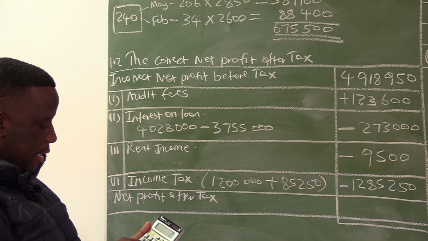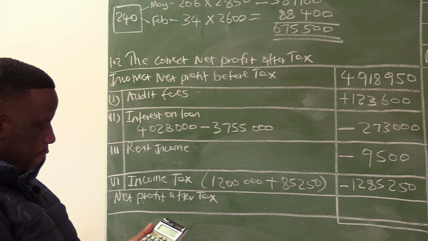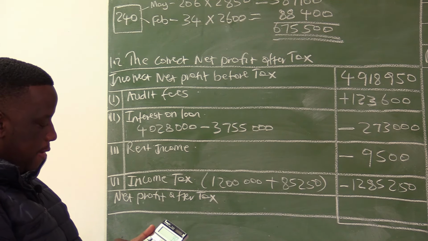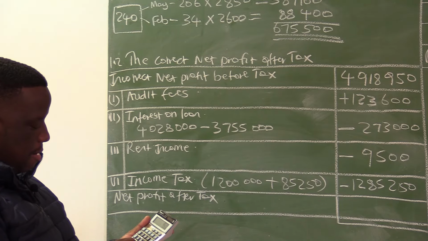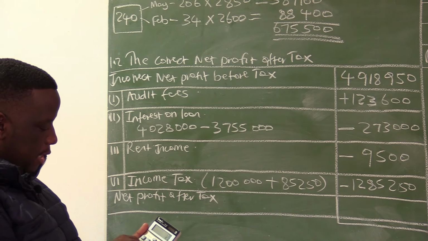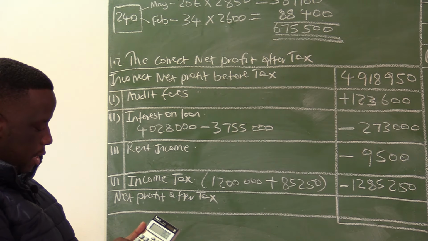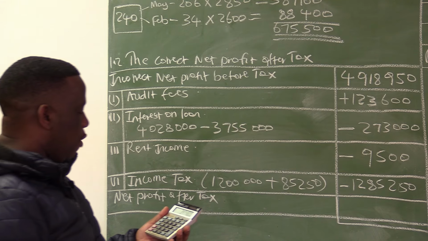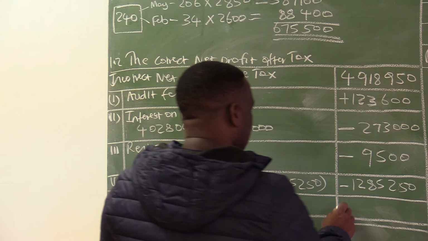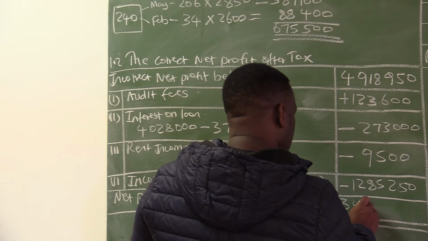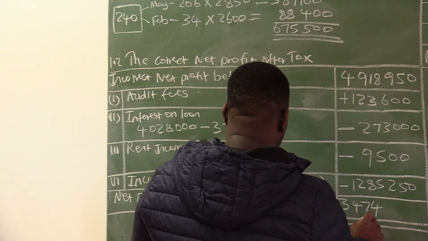minus 273,000 minus 9,500 minus 1,285,250. That's 3,474,800. I'm advising students to make sure that when I am doing calculations, they are also calculating to ensure that should there be any mistake with calculations, you are able to correct it there.